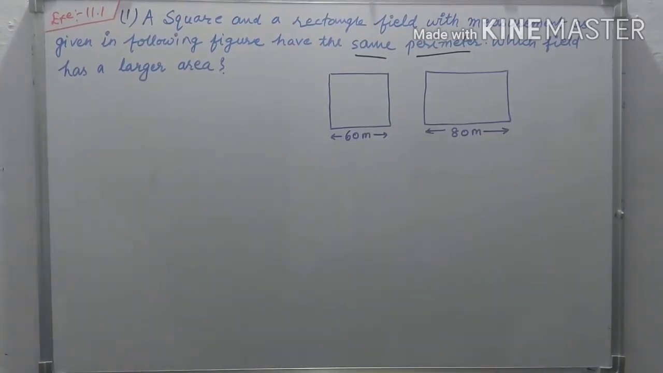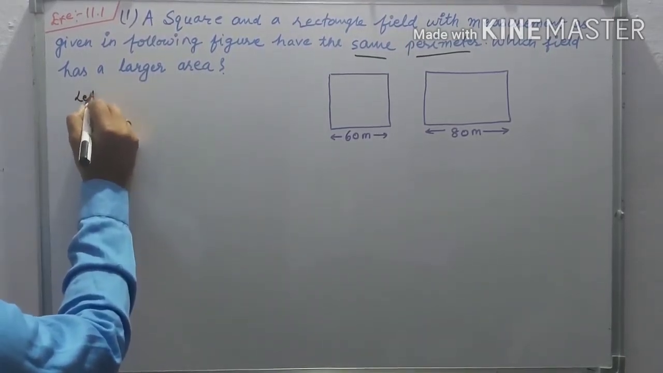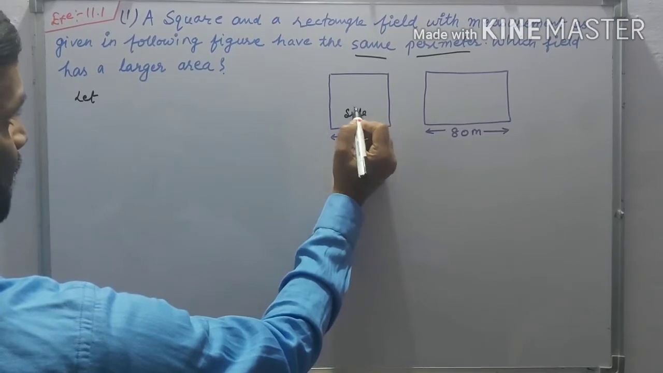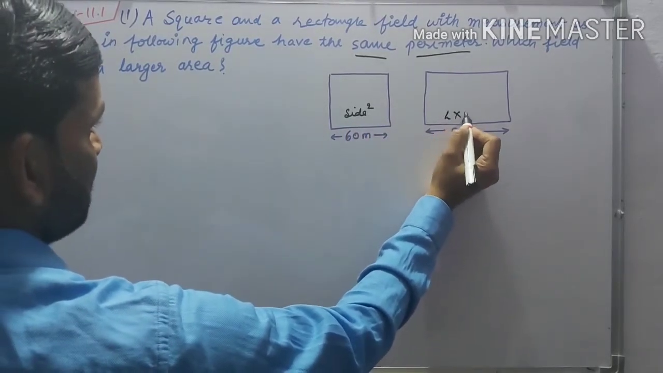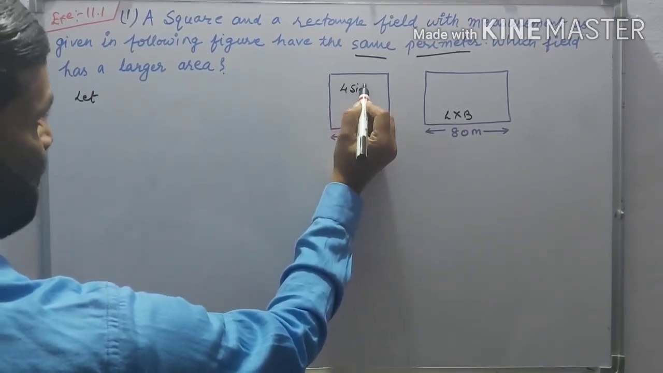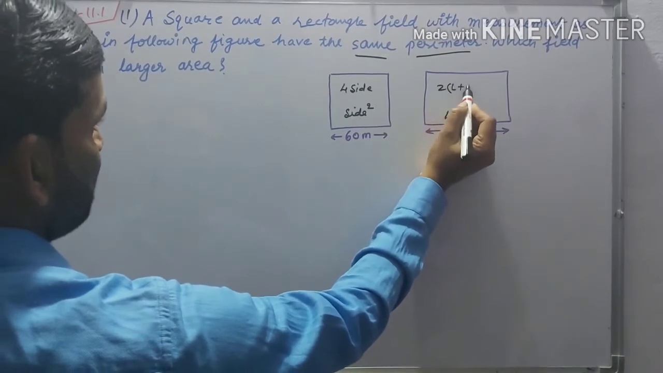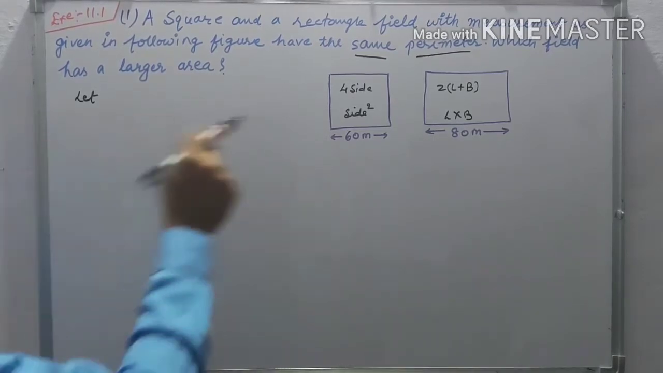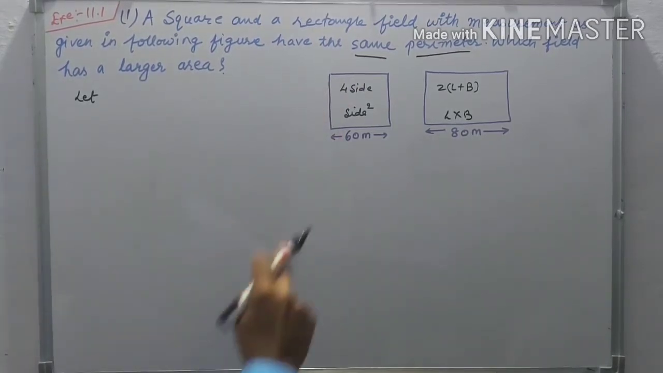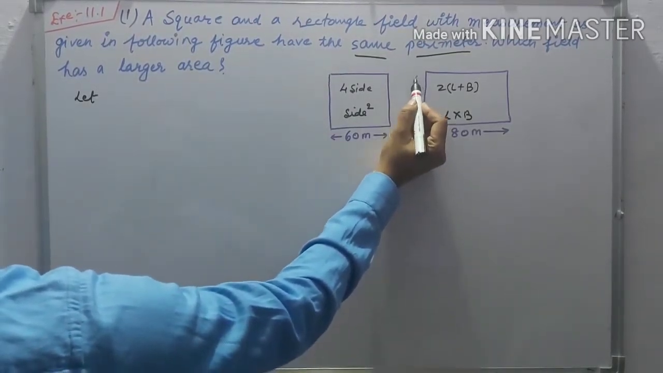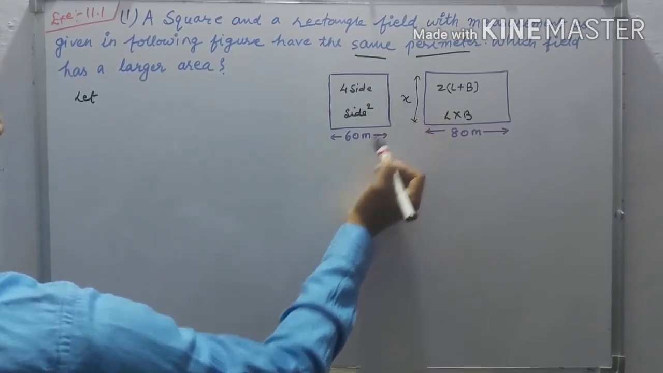Okay, so now first we let the area of a square be side into side, and the area of a rectangle be length into breadth. The parameter of a square is 4 into side, and for a rectangle it is 2 into (L plus B). Here the breadth is not given. Let's suppose the breadth is x.